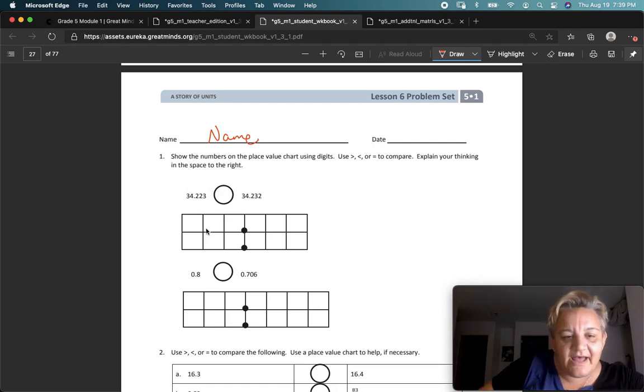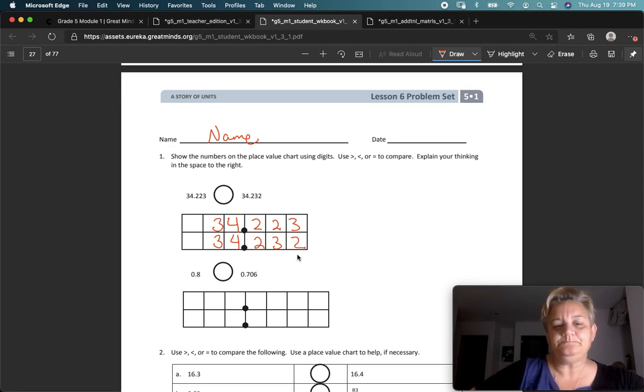Okay, so here we have, and I'm going to write these in my place value chart, 34 and 223 thousandths. And here I have 34 and 232 thousandths. When we're trying to figure out which one is greater, we're going to start on the left and work our way to the right. The 3 in the 10s space is the same. The 4 in the 1s space is the same. The 2 in the tenths space is the same.